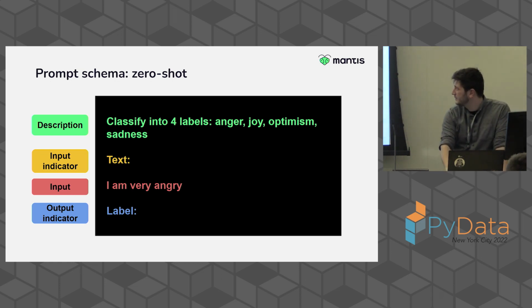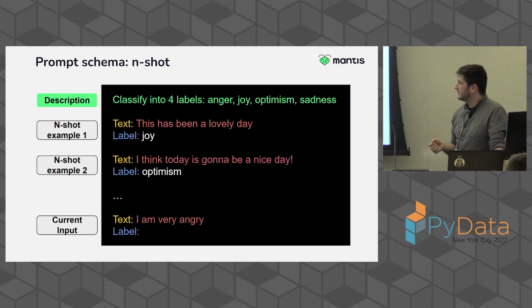But of course, most of the time you won't zero-shot the problem, right? You'll give some examples to the model so it can figure out what you're actually trying to do. N-shot being, n the number of examples you give. And it's the same thing, right? For each example, you have the input indicator, the output indicator. And in case of the examples, of course, you also give it the output itself, right?